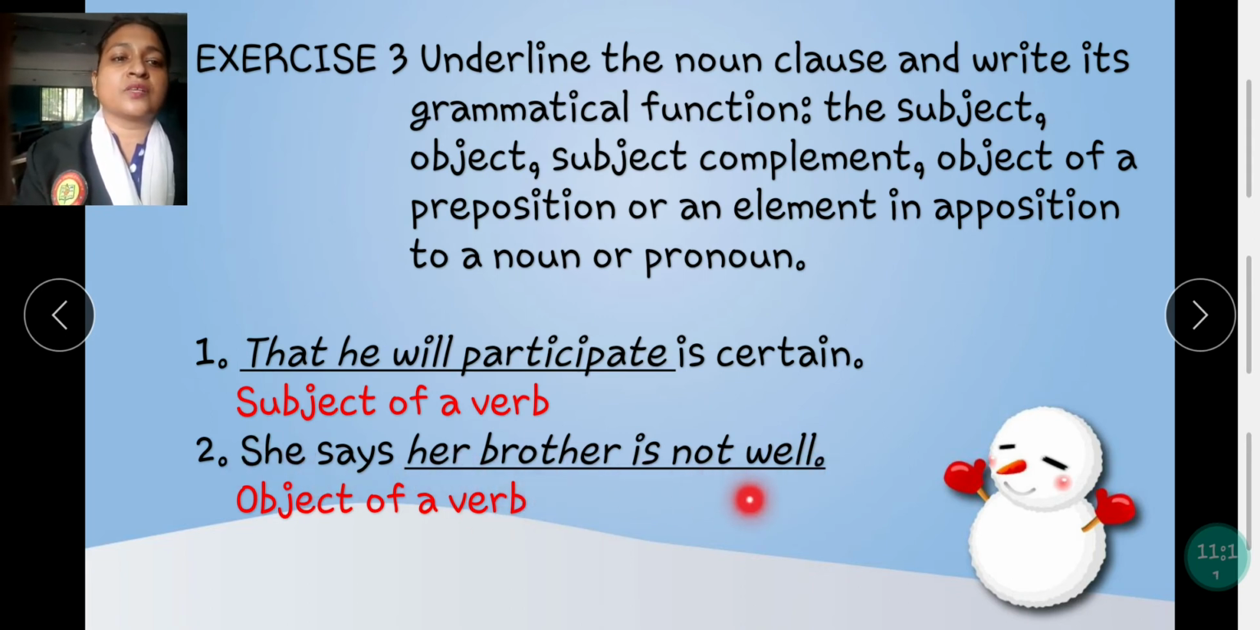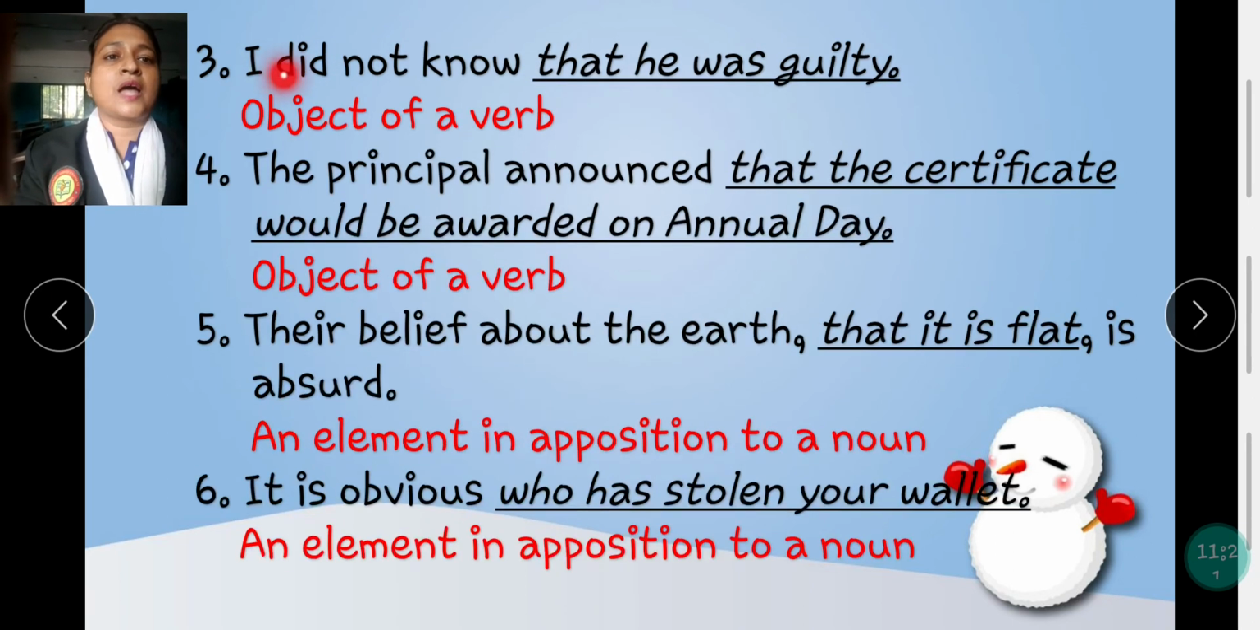So her brother is not well is object of a verb because it is used after the verb. So this goes as object of a verb. I did not know that he was guilty. Again, this is object of a verb. The principal announced that the certificates would be awarded on annual day. That the certificates would be awarded on annual day is object of a verb.